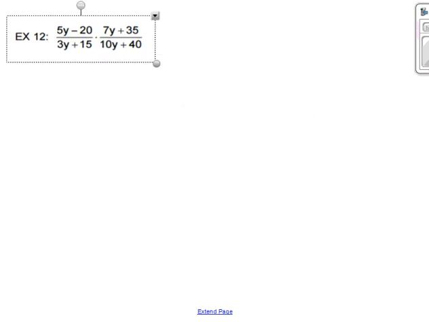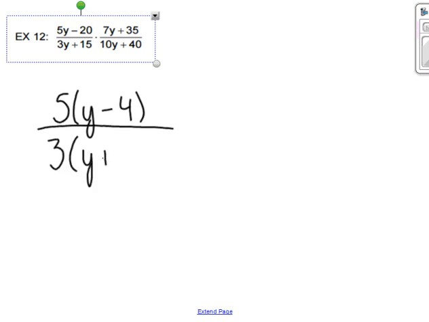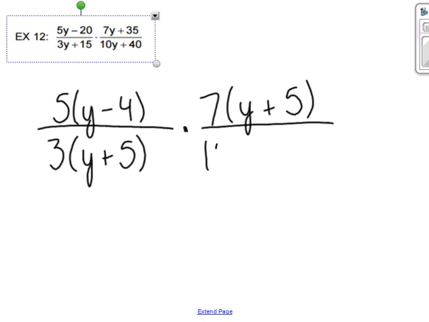Okay, next one. Same thing again. You have to factor everything out, so I take out a 5. This one I can take a 3. Next one, a 7 is a GCF. Next one, a 10.